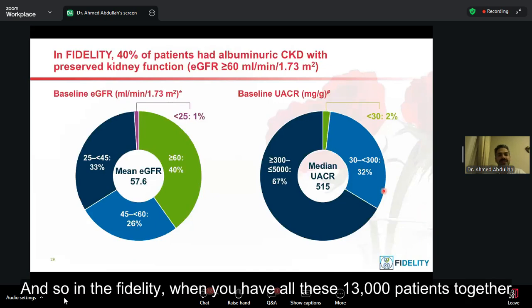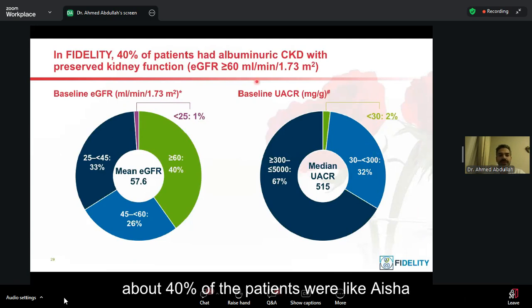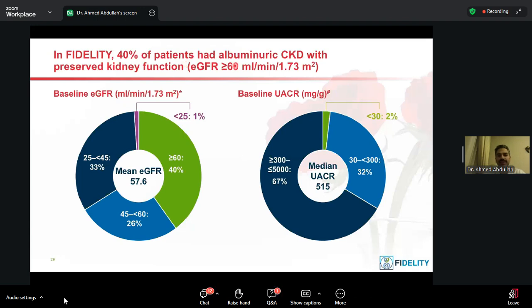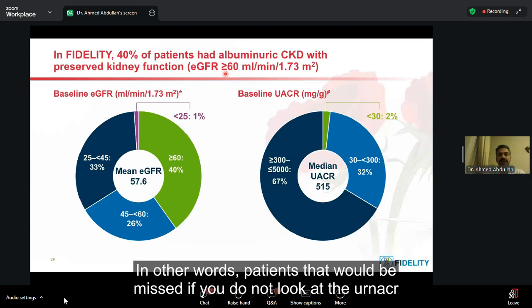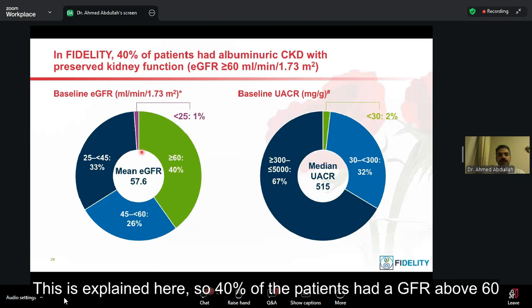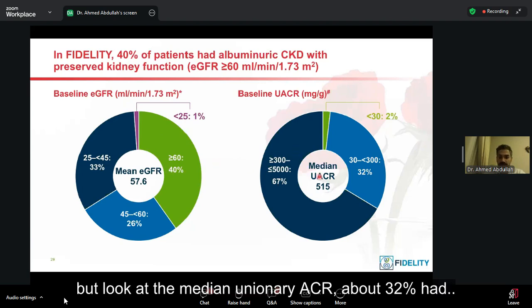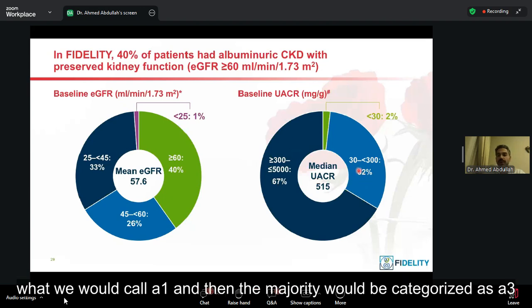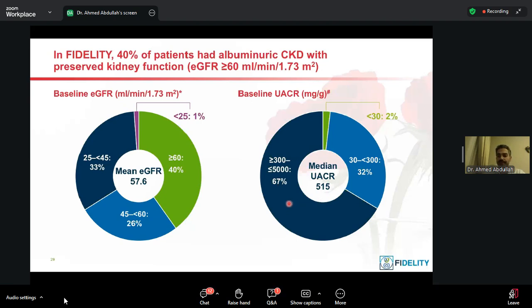And so in the FIDELITY analysis, when you have all these 13,000 patients together, about 40% of the patients were like Aisha, my patient in the clinic. So they had albuminuric CKD with an eGFR above 60. In other words, patients that would be missed if you do not look at the urine ACR. So this is explained here. So 40% of the patients had a GFR above 60, but look at the median urinary ACR, about 32% had what we would call A1, and then the majority would be categorized as A3.